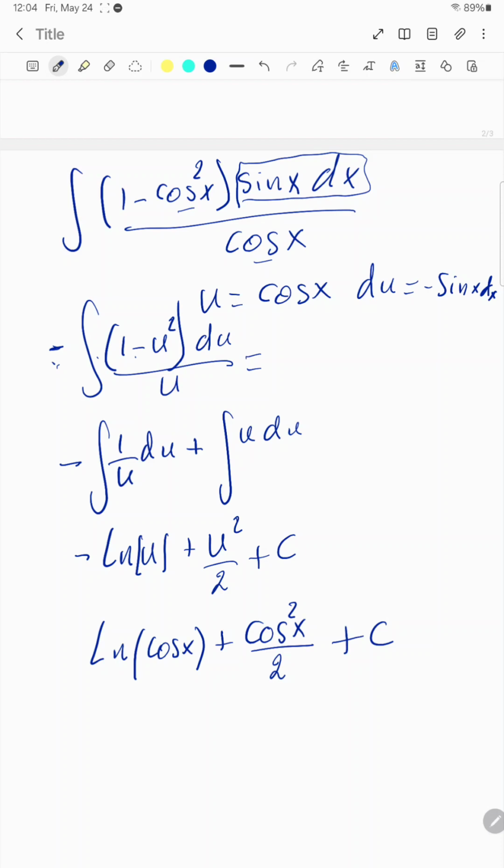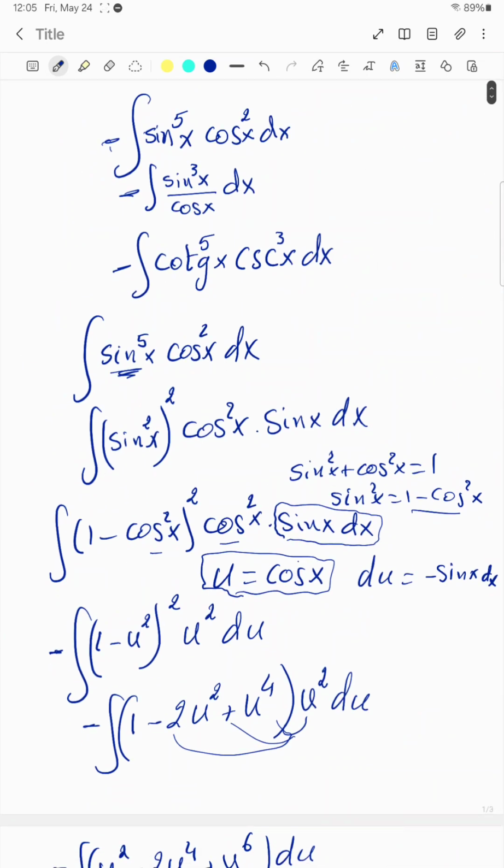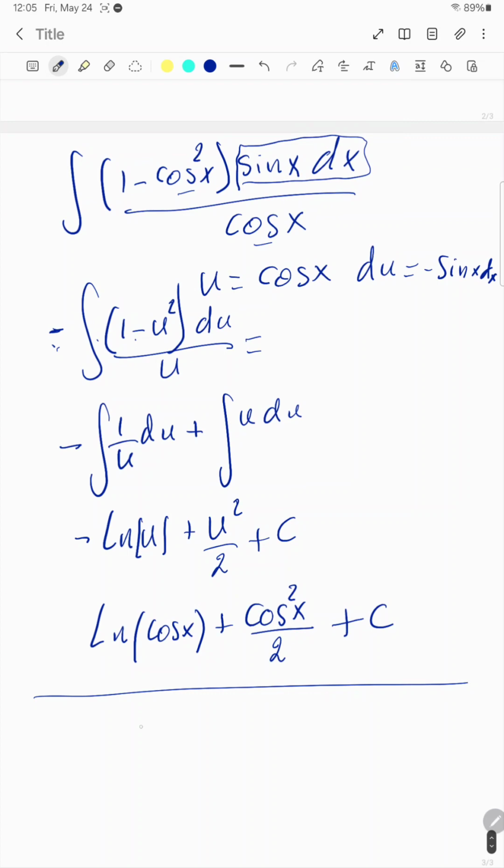You see, now it becomes very easy. And let's do the last one. It's cotangent to the power 5 of x cosec to the power of 3. So the last one is cotangent to the power 5 of x cosec to the power of 3 of x dx, and it's an integration.